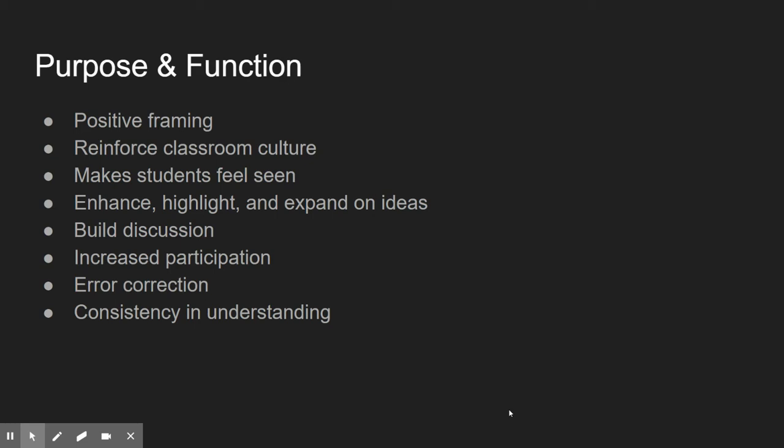So what this also does is it enhances and highlights and expands on great ideas, right? So if I choose a student who had a particularly insightful thought, then what I can do is use that moment to expand on their ideas or their comments. For example, in my class the other day, we were talking about sleep. We were talking about nightmares and dreams and all these interesting things. And one of my students says that she experienced sleep paralysis, right? And what an interesting topic that is.